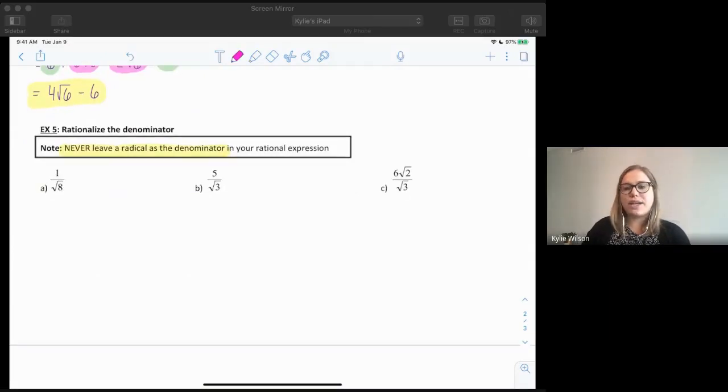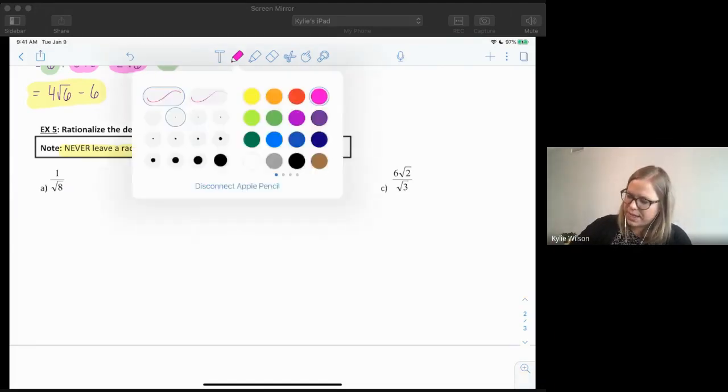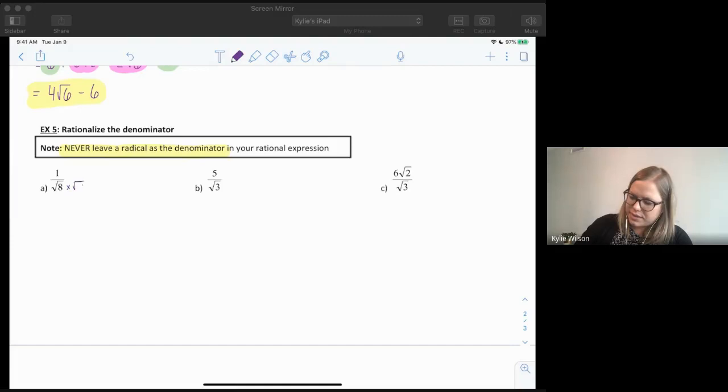So here I have 1 over root 8. I can't have root 8 in the denominator. That is not okay. So what I'm going to do is multiply the bottom by root 8, and multiply the top by root 8, like this. That will give me root 8 on the top. And remember that root 8 times root 8 is just 8. So it gives me this.